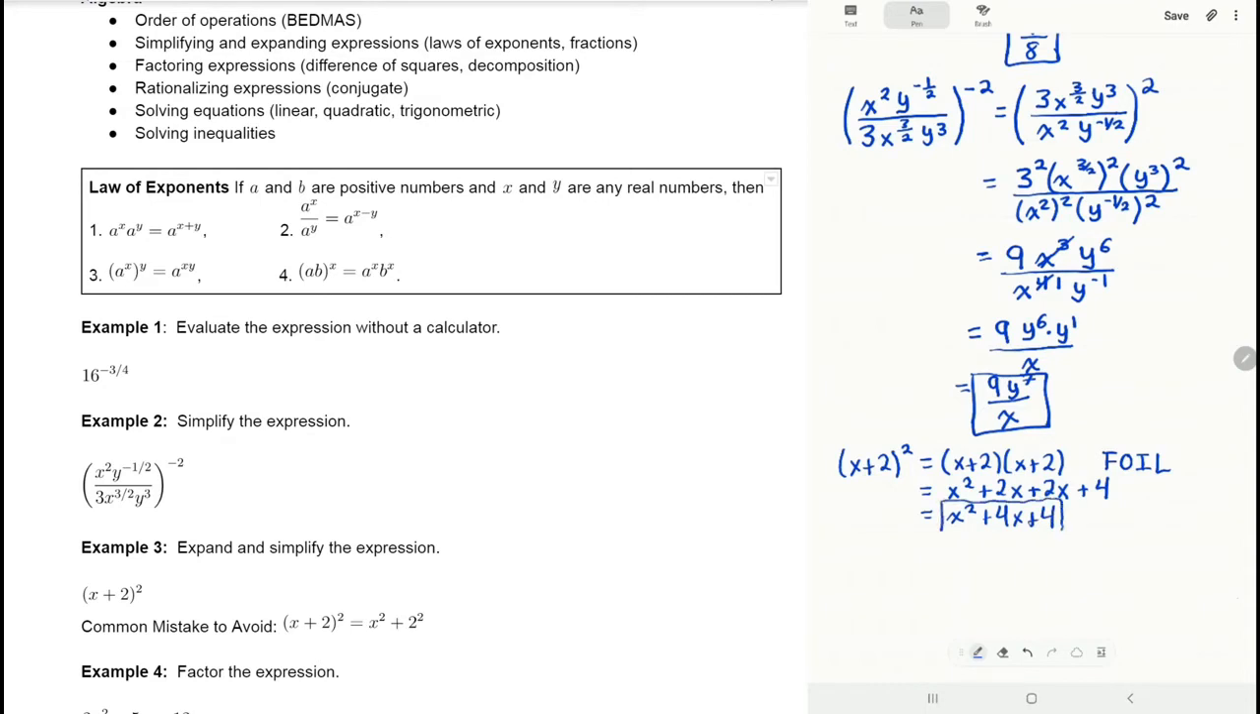And a common mistake that we want to avoid is distributing the power of 2 through the brackets. Okay, so this is not the same as x squared plus 2 squared, which is x squared plus 4. Okay, so it's very tempting to do this, but we are missing the middle terms of the expansion. So we want to avoid this mistake. So next we want to look at factoring.